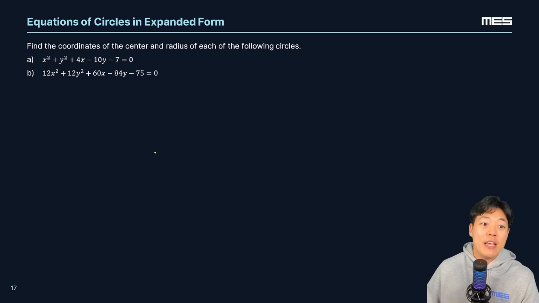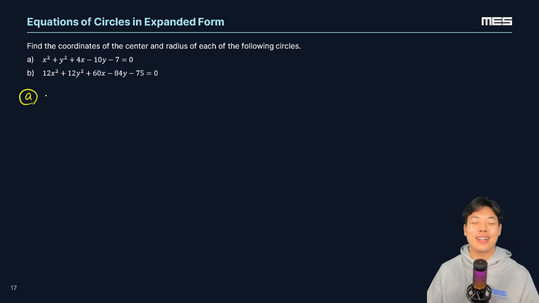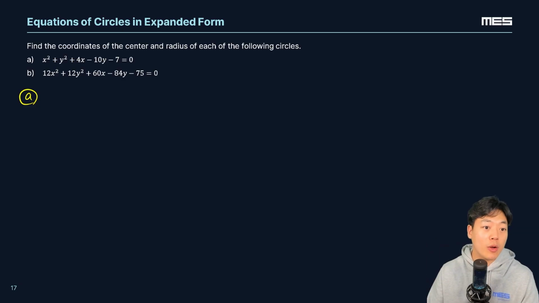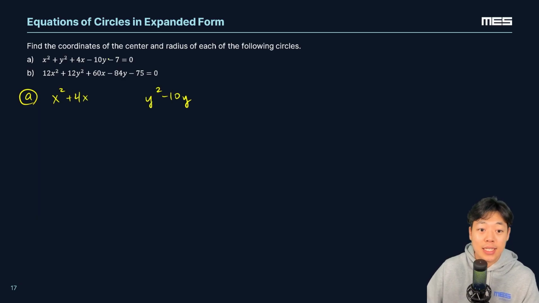Let's lock in. Find the coordinates of the center and radius of each of the following circles. So in order to do this, this takes us way back to quadratics and completing the square. In order to complete the square, we need all the variable terms to be grouped together first. So we have x squared plus 4x. We have y squared minus 10y. I'm going to move this constant of negative 7 to the other side.